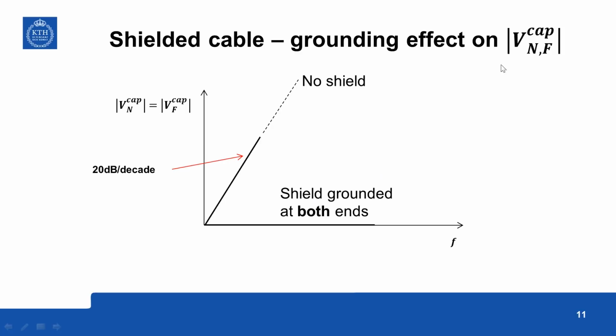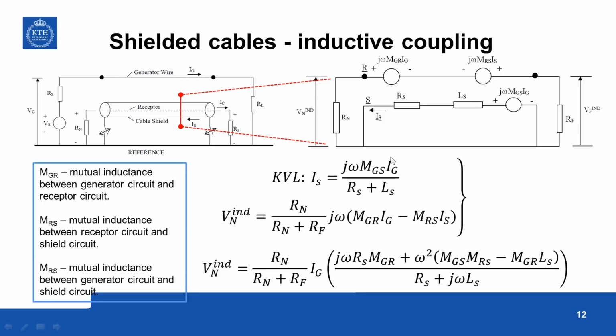For capacitive crosstalk control, you need to connect the shield to ground only at one end. Both ends need to be connected for inductive crosstalk elimination or reduction. Now coming to inductive coupling. Now the equivalent circuit is shown here. We have derived that before.